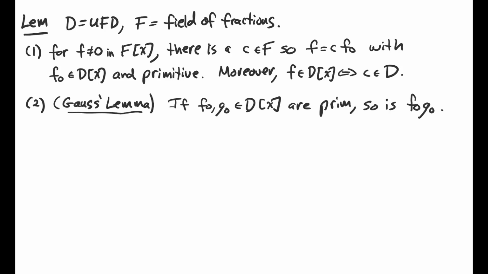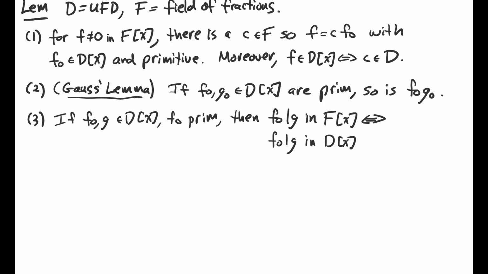Okay, part 2, frequently called Gauss's lemma. If you start with two polynomials in D[x], f naught and g naught, and they're both primitive, then when you multiply them, the product stays primitive. At first blush, this seems kind of hard to believe. Why can't you violate the no greatest common divisors? It seems like it might be hard to prove, but actually it's super easy with the right perspective.